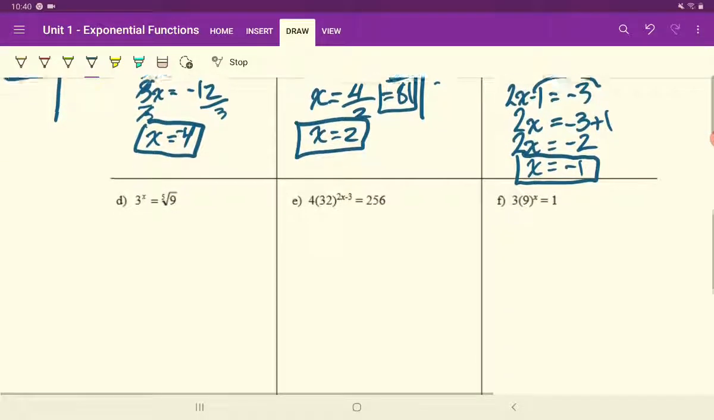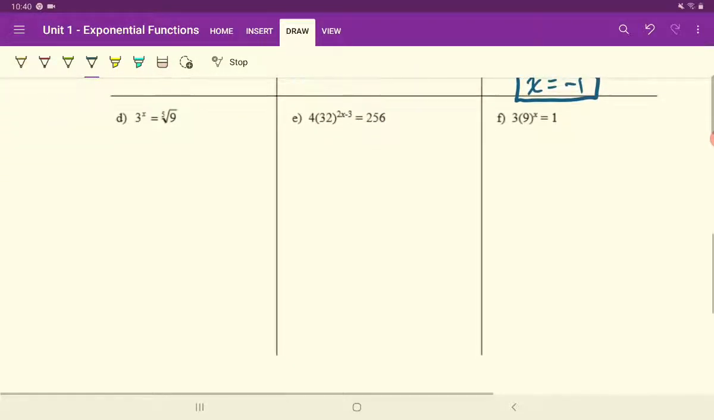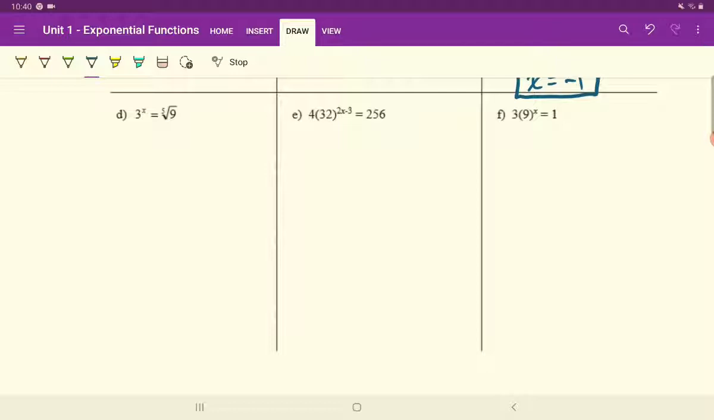Let's get to a more complicated question again. 3 to the power of x equals the 5th root of 9. So again, I've got to change that 9 to have a base 3. That's doable, right? Because I know that 3 squared equals 9. So if I just rewrite my 5th root bracket, and instead of a 9, I put a 3 squared. Okay? Now you might still be saying, okay, but what about that 5th root?